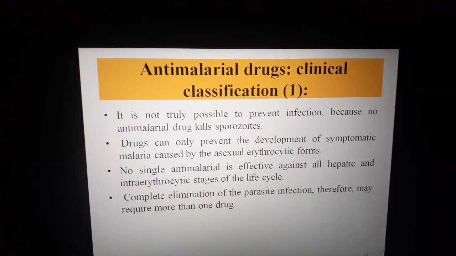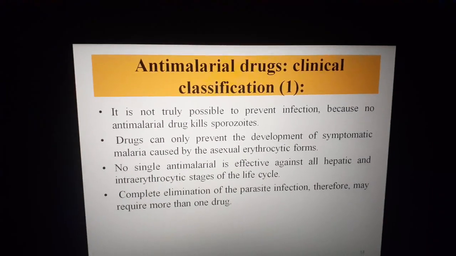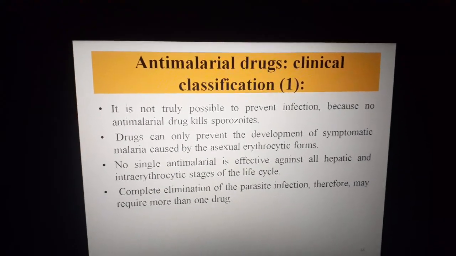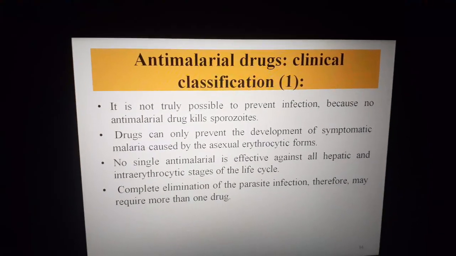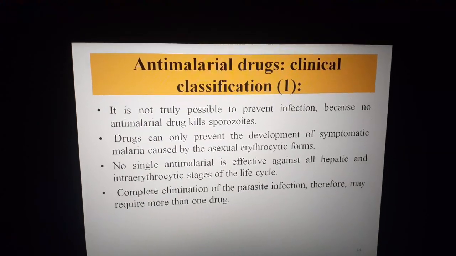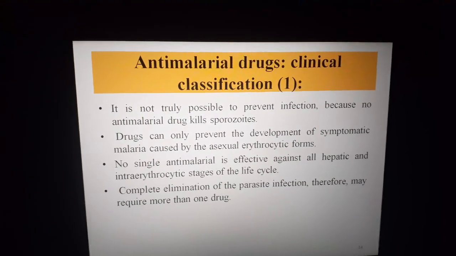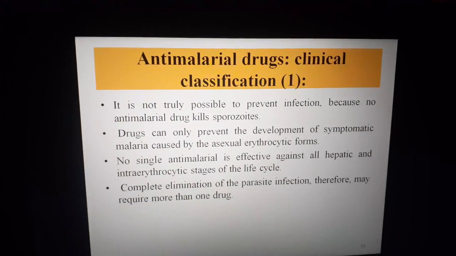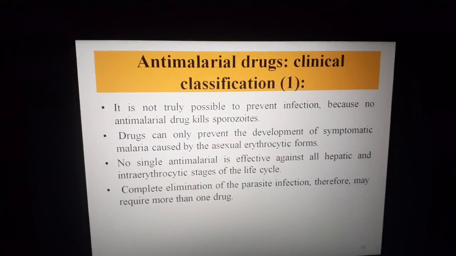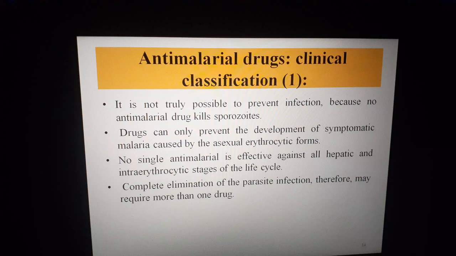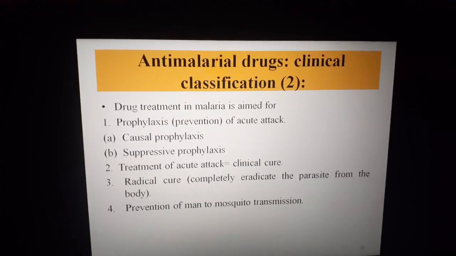It is not really possible to prevent infection because no antimalarial drug kills the infective stage, that is sporozoites. Drugs can only prevent the development of symptomatic malaria caused by asexual erythrocytic forms. And no single antimalarial drug is effective against all hepatic and intraerythrocytic stages of the life cycle. So complete elimination of the parasite infection therefore may require more than one drug.